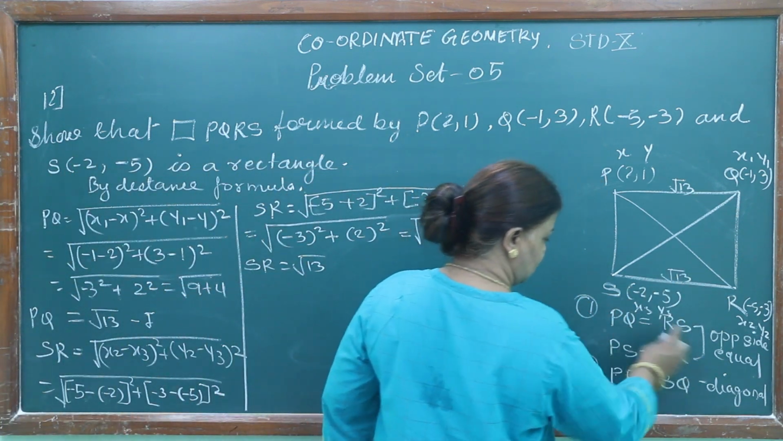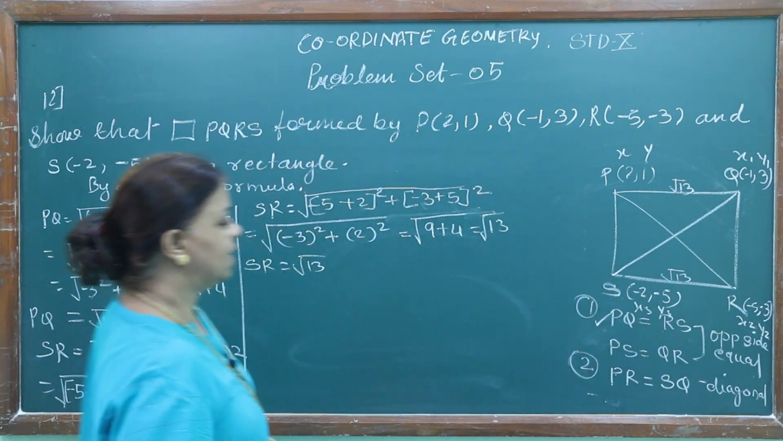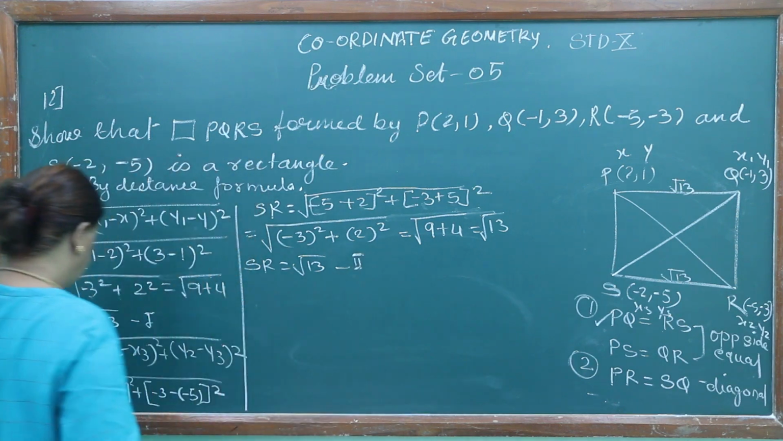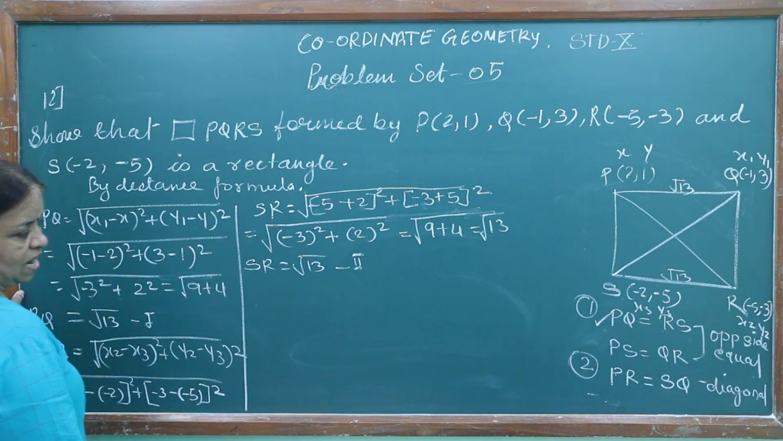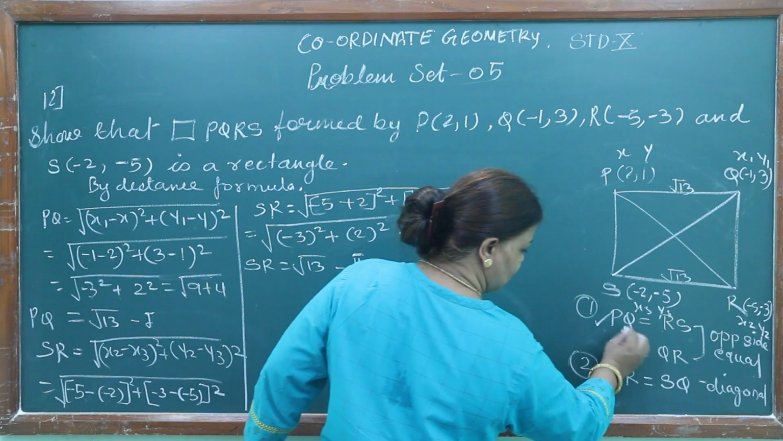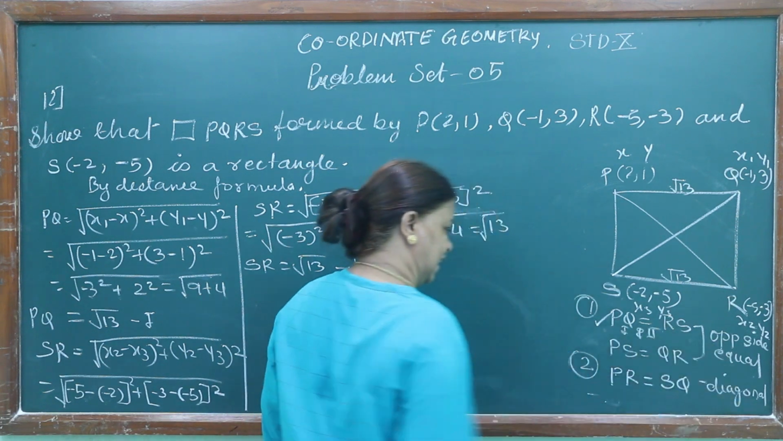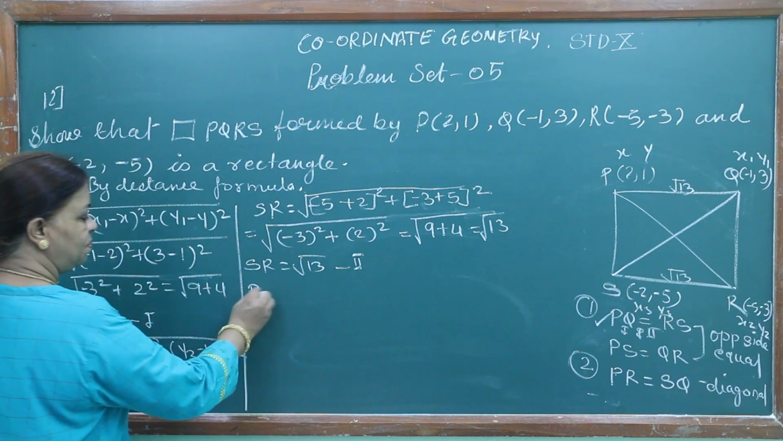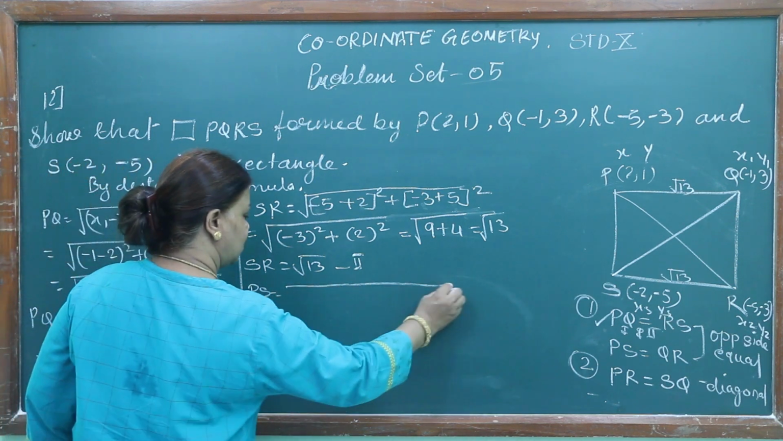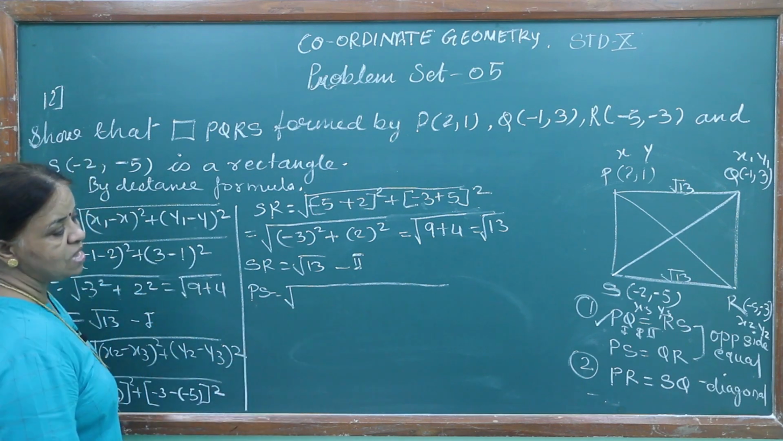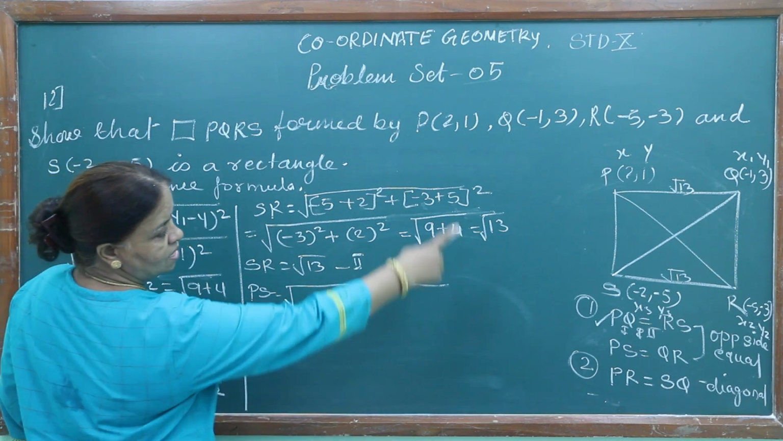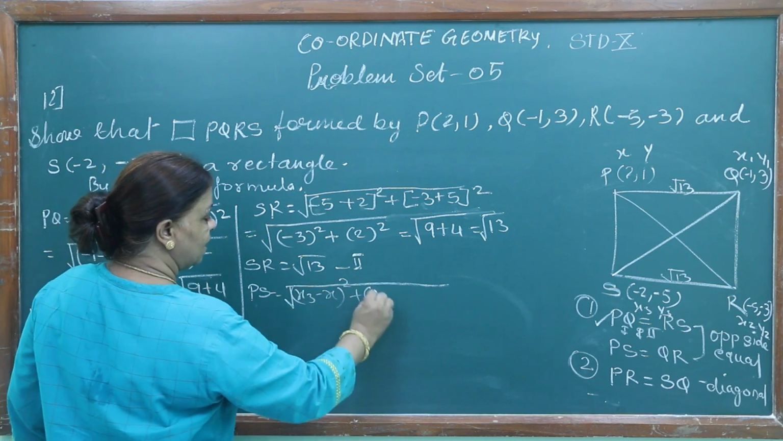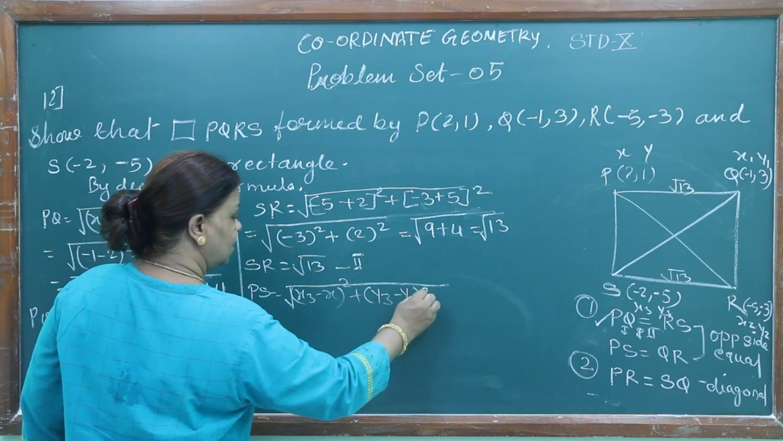So we got the first statement correct, that is from first and second, we can say PQ is equal to RS. I am writing here from first and second. Now we want to prove PS is equal to QR. So let us find PS by the distance formula, children. So PS is the root of x3 minus x the whole square plus y3 minus y the whole square.